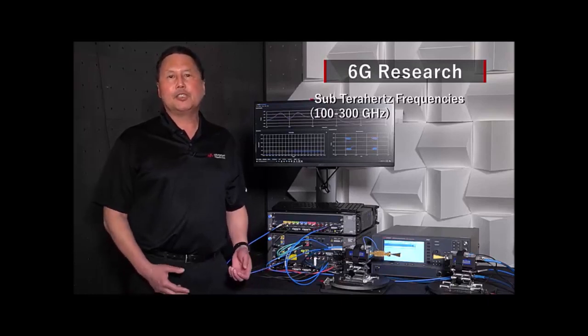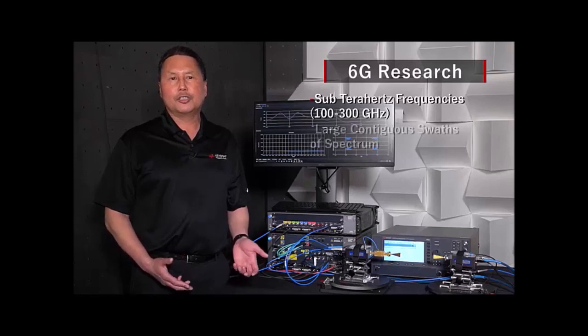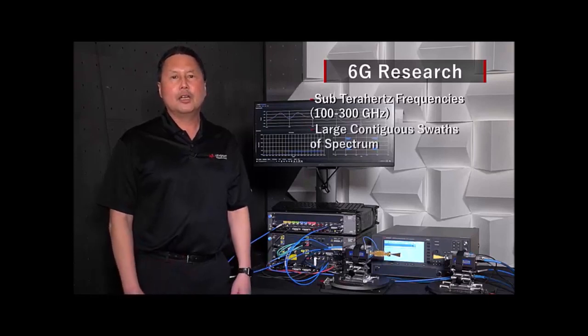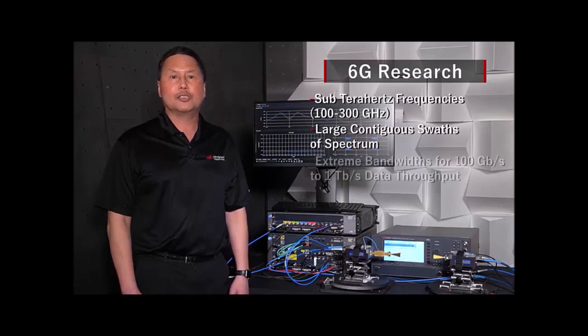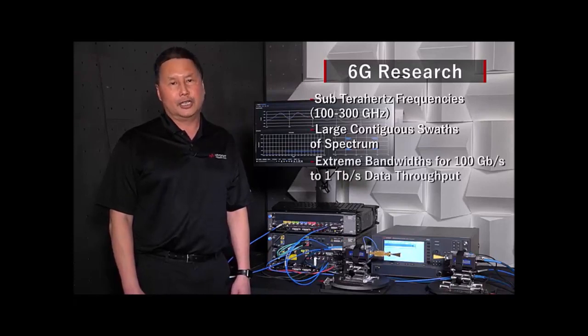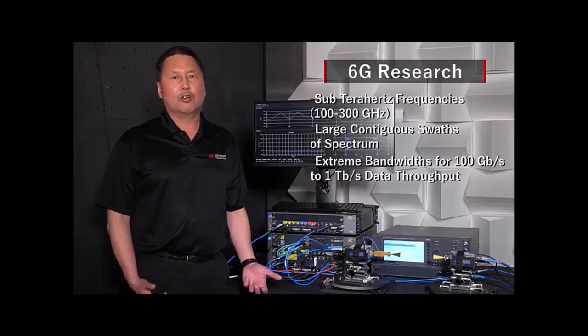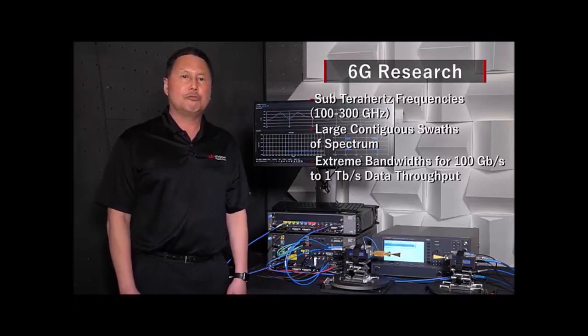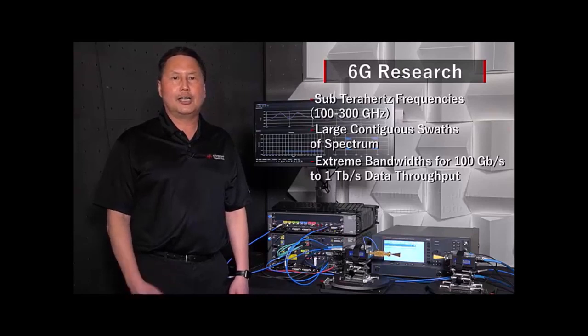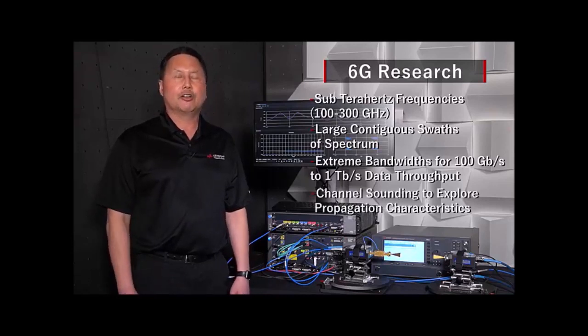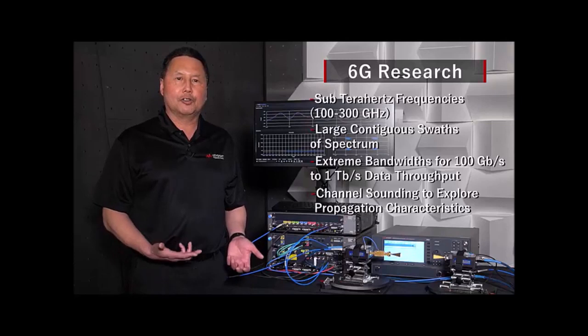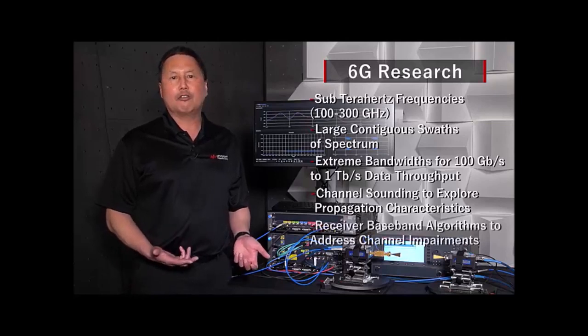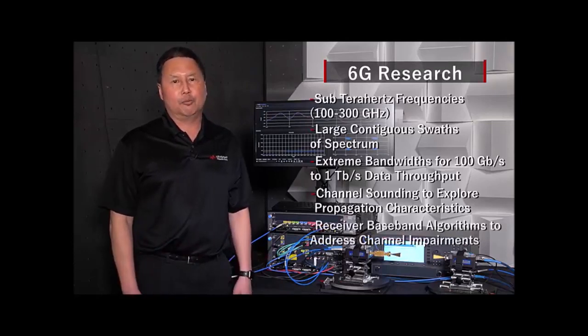And the reason is sub-Terahertz frequencies offer large, contiguous swaths of spectrum that could potentially be used to help achieve high data throughputs of 100 gigabit per second to a terabit per second. However, these sub-Terahertz frequency bands are largely unexplored. So 6G researchers are going to want to do things like channel sounding to understand propagation characteristics, and eventually receivers will have sophisticated baseband algorithms to be able to address channel impairments.